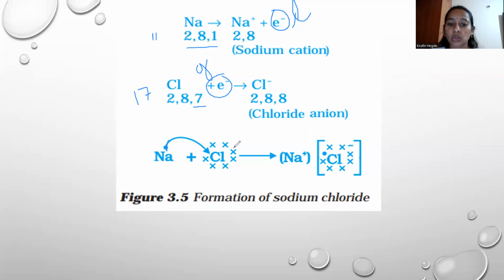Chlorine electrons are shown with a cross mark. Sodium electron is shown with a dot. So sodium becomes Na plus, Cl becomes Cl minus. Can you see here? Cl minus. All together it's called sodium chloride. And this particular method is called the electron transfer method to form ionic compounds.